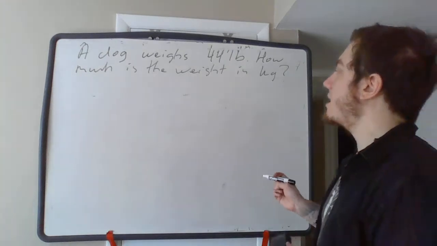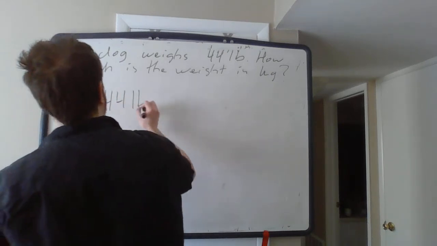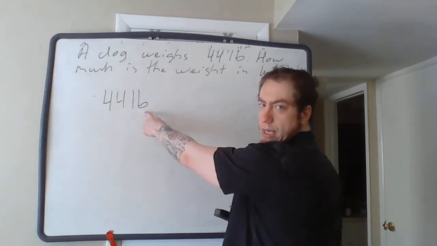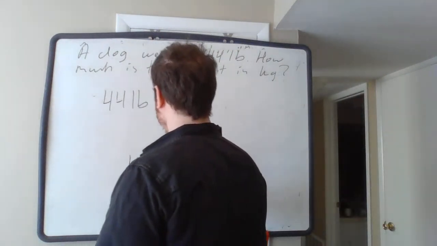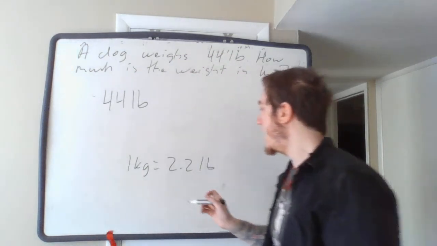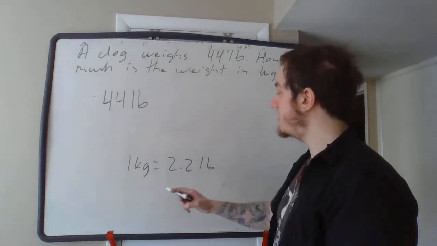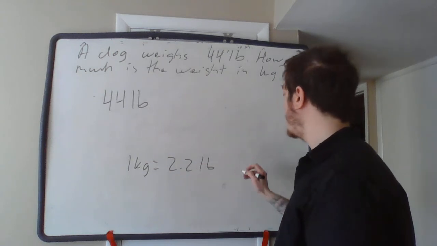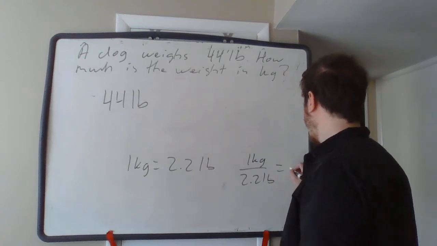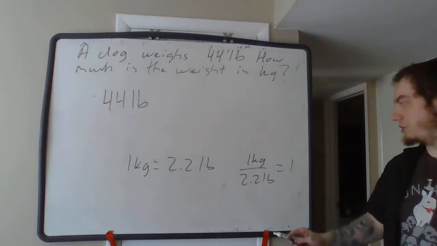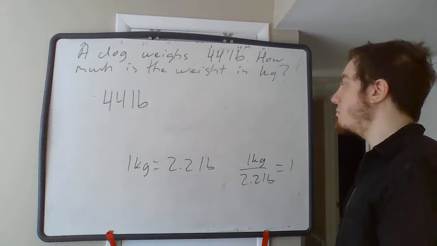All right, so I'm going to do the same kind of idea as we did before. I'm going to say, okay, I want to start with 44 pounds. I want to cancel the pounds, and I want to end with kilograms. So I need to take my relationship, 1 kilogram equals 2.2 pounds, and I need to get a conversion ratio that has pounds in the denominator. So I'm going to divide both sides by 2.2 pounds, and that gives me 1 kilogram over 2.2 pounds equals 1. So this is my conversion ratio. It has pounds in the denominator, and it has kilograms in the numerator. So that is exactly what I want.